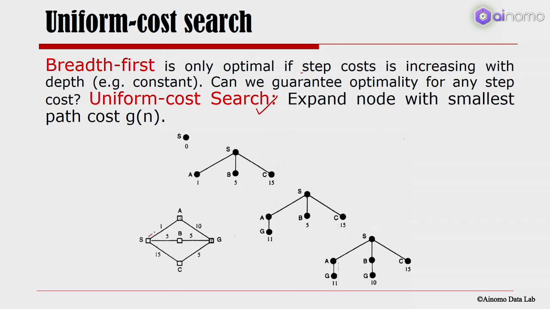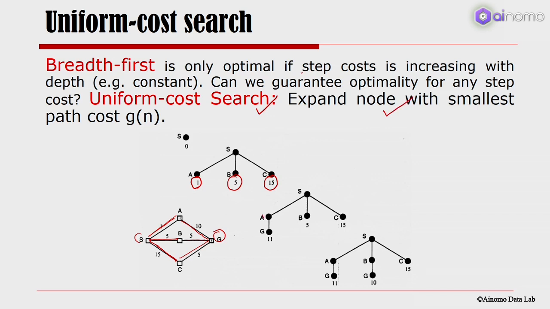So here is a small graph, to find a path from S to G. Here is my start and here is my goal. First, when I expand S, I have its successors A, B and C. But the question is, which one do I expand next? I could see that the cost to A was 1, the cost to B was 5, and the cost to C was 15. So I would rather expand the node with the smallest cost.